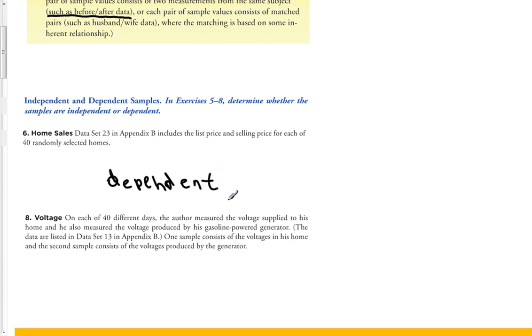Now, in this case, number 8, even though these voltages are collected on the same 40 days, there's no inherent relationship between the voltage at his house and the voltage produced by his generator. So there's no pairing of this data. So this sample is actually independent. So this is an independent sample.